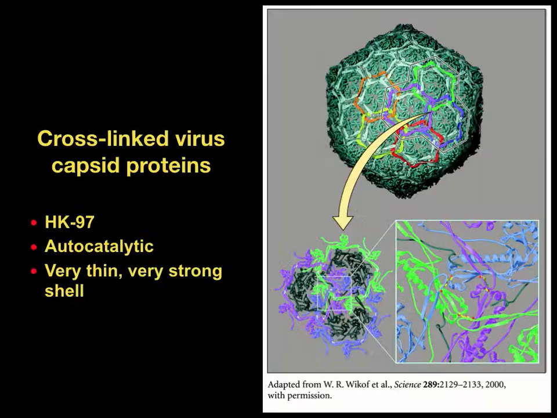There are some viruses that can form covalent bonds between the capsid units. Once the whole capsid gets assembled, they form peptide bonds between the subunits, and this is what confers a lot of resistance on this particle. So even though the particle has a very thin shell, it's going to be very resistant.